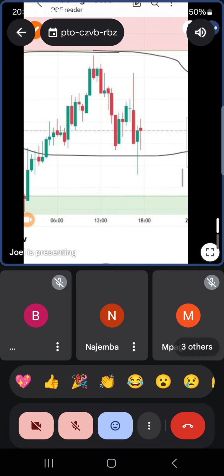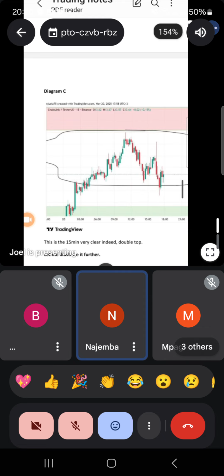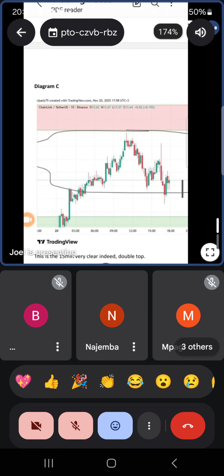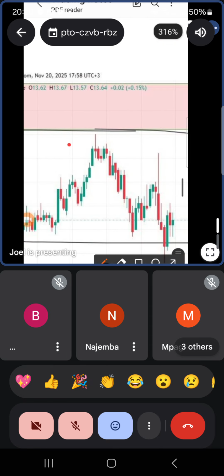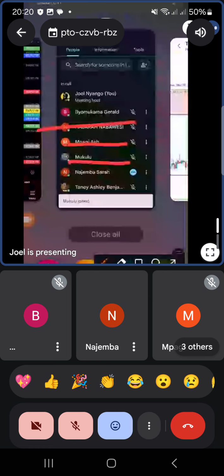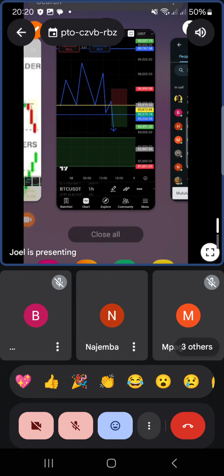I went down further to the 15. The 15 also confirms the same thing. What we have is a double top. And once I see this, I am very happy. If everything is lined up from 4 hour to the 30 or 15, I'm very happy, and I have more confidence to short the market. So all I'm waiting for in the double top scenario.